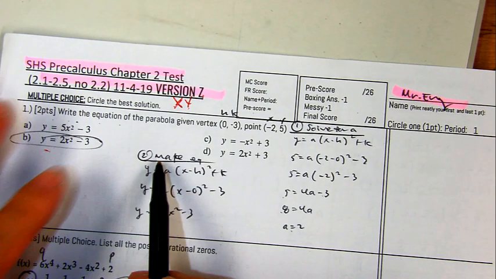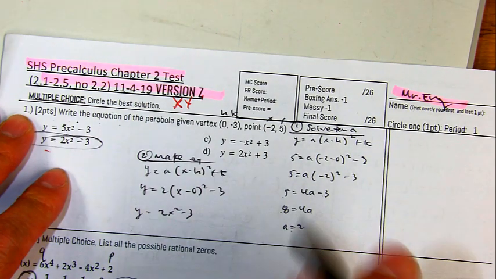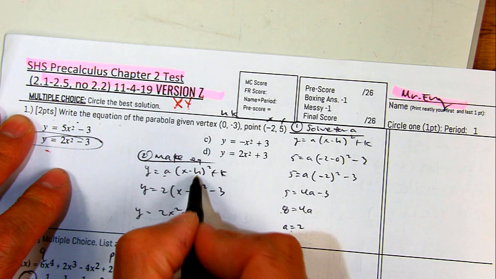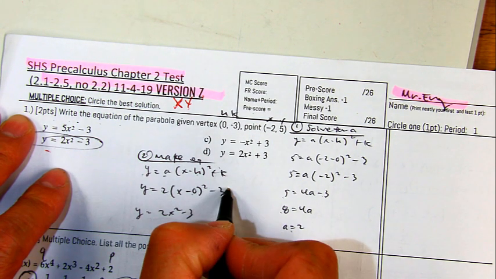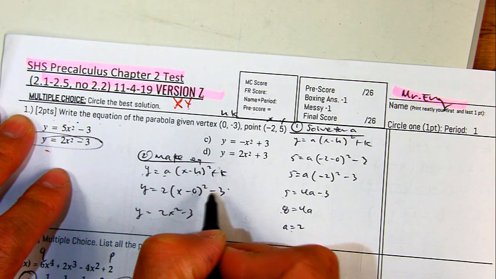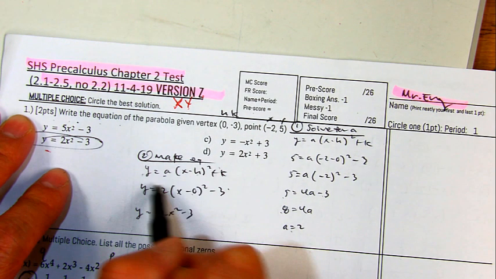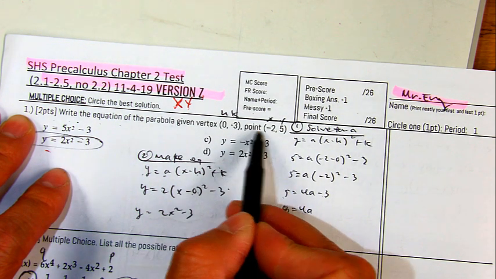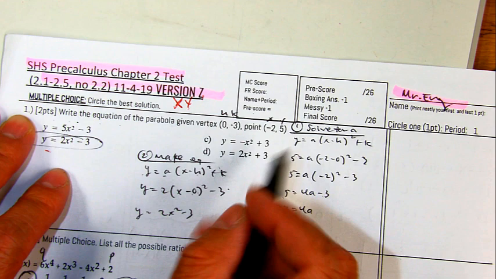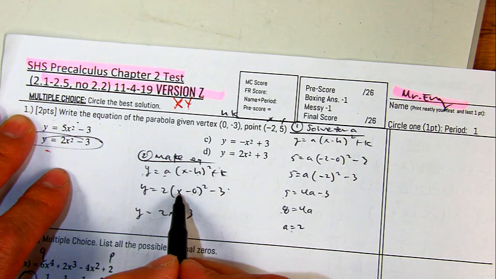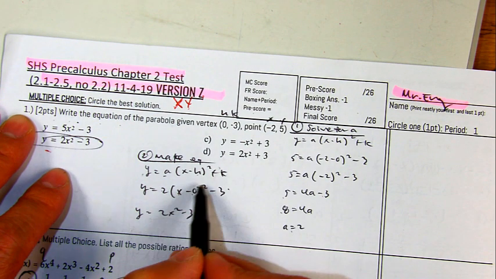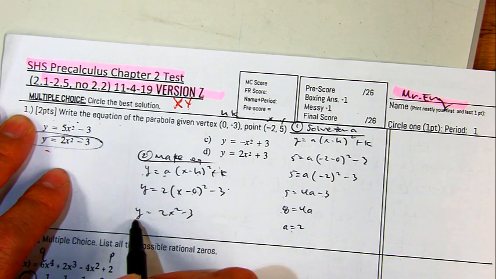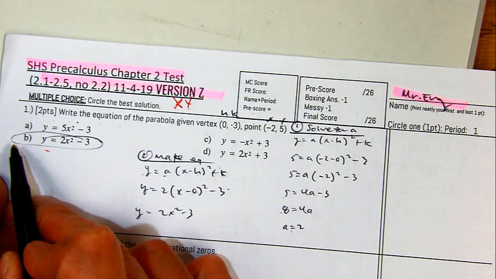Now, I'm going to use a equals 2 and put that in here. You put in your h and your k, and the reason why you don't put an x and a y is because any ordered pair on the parabola is a solution. We're just saying that this is one of the solutions to help you find the a value. So in this problem, you'll just write 2 times x squared, because x minus 0 is just x, and you have minus 3. So your answer is y equals 2x squared minus 3, which is letter choice B.